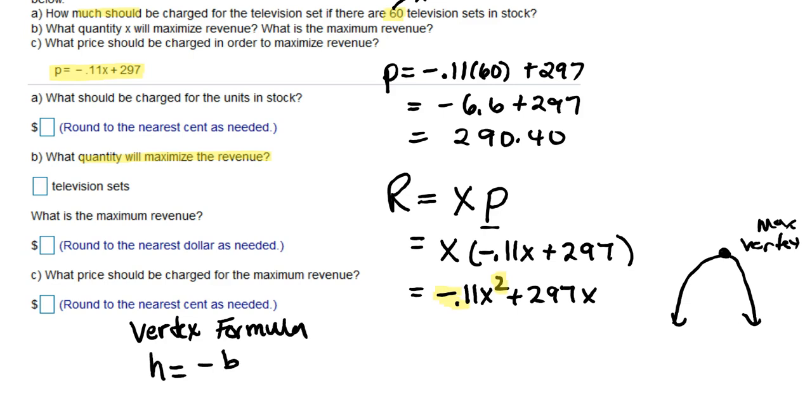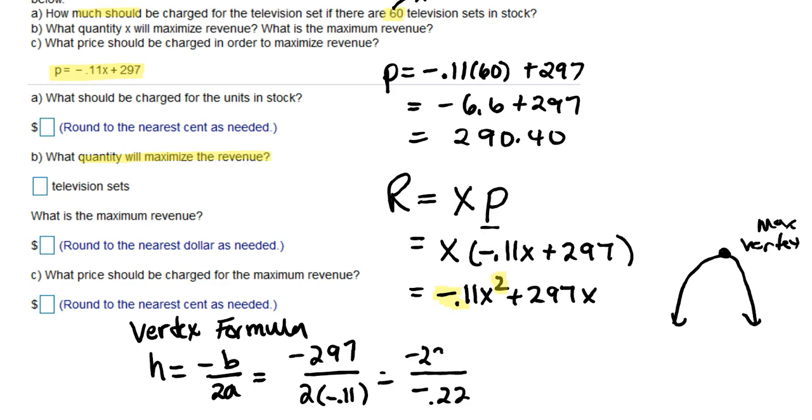which is h equals negative b over 2a. Our b is 297, so negative 297 over 2 times negative 0.11. So 2 times negative 0.11 will be negative 2.2. Hold on, is that right? 2 times 0.11, sorry about that. That's going to be negative 0.22. Negative 297 over negative 0.22 gives me 1,350.